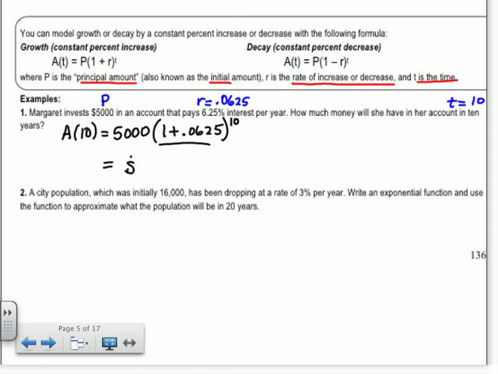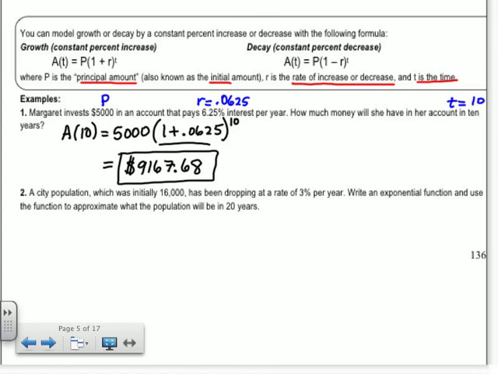Okay, so when you do that, you get 9167.6, round to the nearest cent, so 68. So $9,167.68. It's pretty nice. That's at 6.25% interest per year. But some wise investments are, you know, good stocks and stuff.